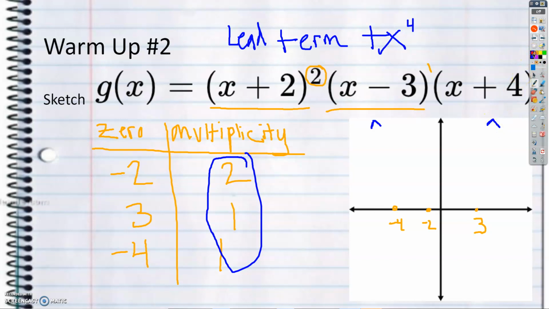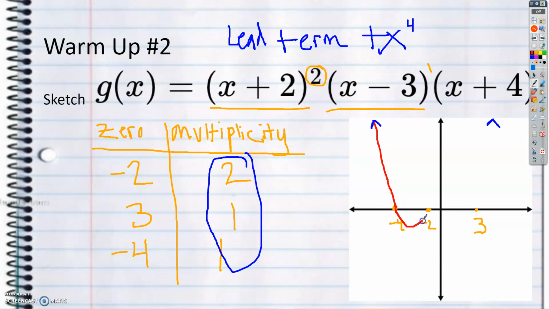Okay. So now I'm going to go ahead and graph it. So I'm going to first connect my left arrow, which is right here, to my first zero, which is negative 4. So now I'm going to go over here to my zero at negative 4, and my multiplicity is 1, which implies that it's just going to go straight through the x-axis.